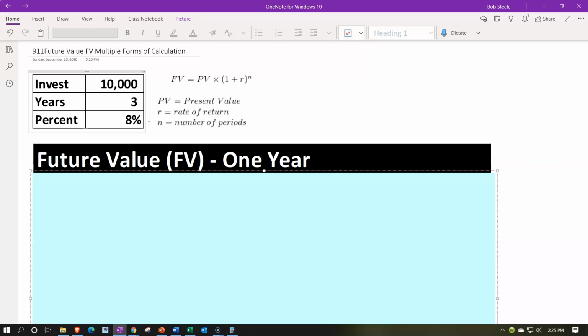So our data is going to be on the left-hand side. We're going to invest the 10,000. The years are going to be the period, 3 years, and the percentage is going to be the 8%. We could do this multiple ways, and we'll check it out multiple different ways, including our formula. And then we'll think about tables.